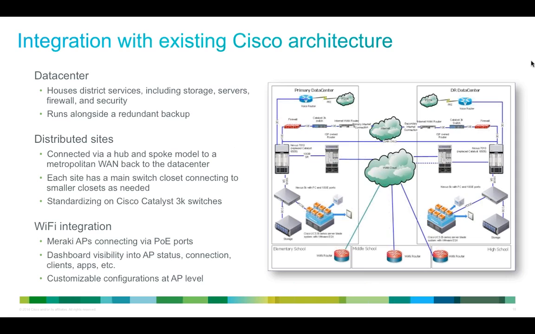And in the distributed sites, in other words, at the elementary, middle schools, high schools, and so on, they connect back via a hub and spoke model to the data center via a metropolitan WAN. That's a fairly common scenario that we see with public school districts. Each site has a main switch closet, and that connects to smaller switch closets as needed, and they standardized on Cisco Catalyst 3 series switches in that case. And then the Meraki APs are connected via PoE ports, so all the Meraki APs can be powered using PoE.